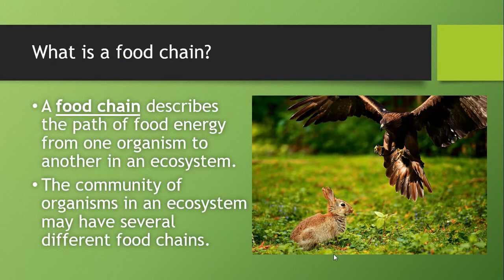What is a food chain? A food chain describes the path of food energy from one organism to another in an ecosystem. The community of organisms in an ecosystem may have several different food chains.